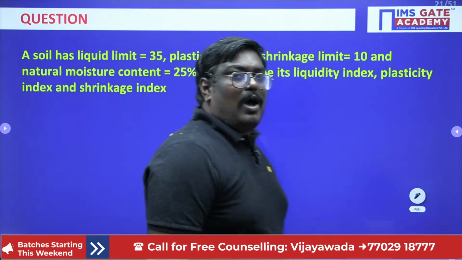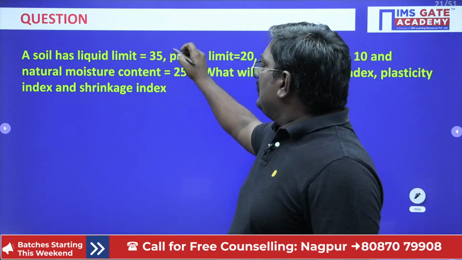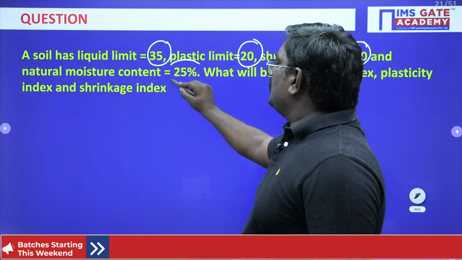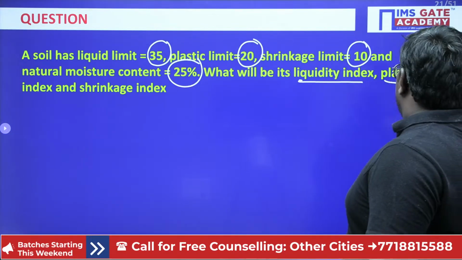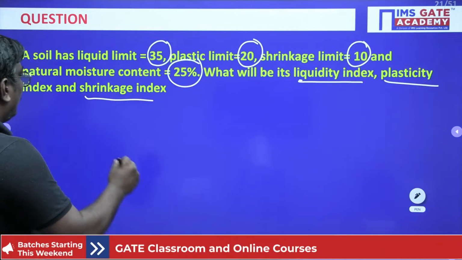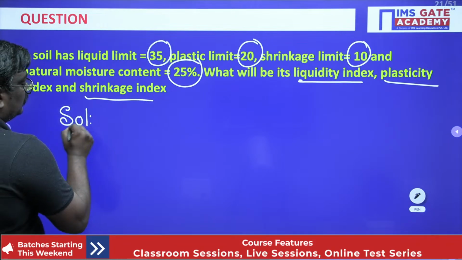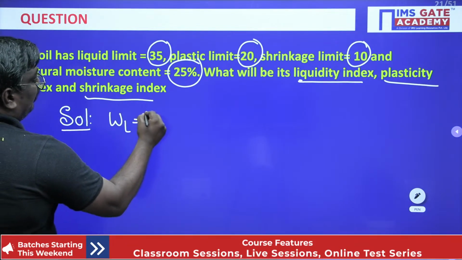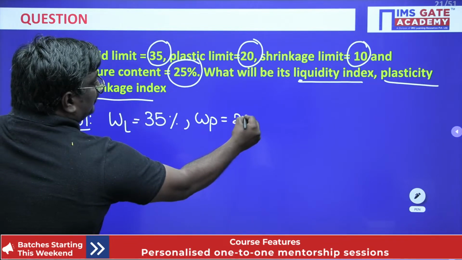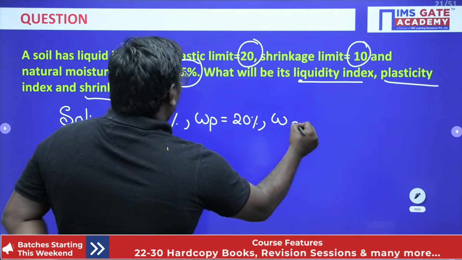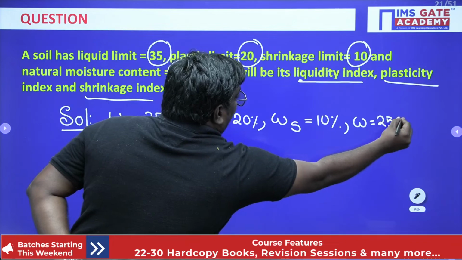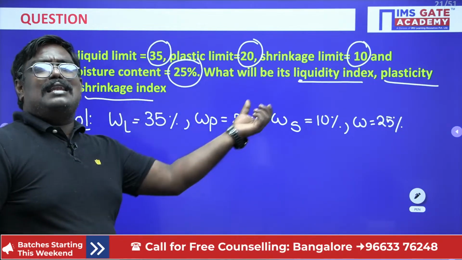Now see students, a soil has a liquid limit of 35 percent, plastic limit 20, shrinkage limit 10 percent, and a moisture content of 25%. What will be the liquidity index, plasticity index, and shrinkage index? Now see students, clearly they have given you all the values: liquid limit is 35 percent, plastic limit is 20 percent, shrinkage limit is 10 percent, and the natural water content is 25 percent. So he is asking first for the liquidity index.